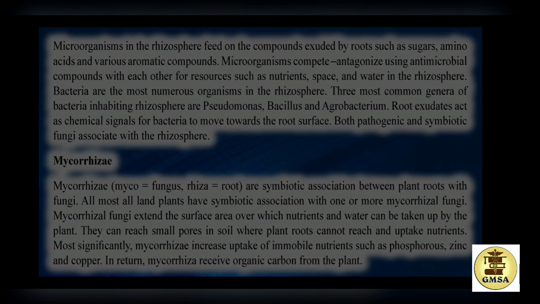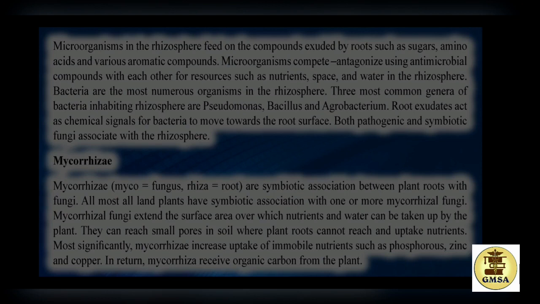organisms. Bacteria are the most numerous organisms in the rhizosphere. Not in the rhizosphere only, in any environment, bacteria are the most numerous organisms. Three most common genera of bacteria inhabiting rhizosphere are Pseudomonas, Bacillus, and Agrobacterium. These are the three main examples which inhabit the rhizosphere. They are most commonly found in the rhizosphere.